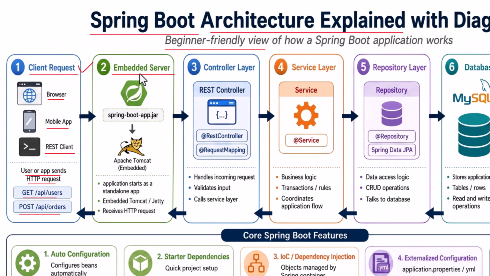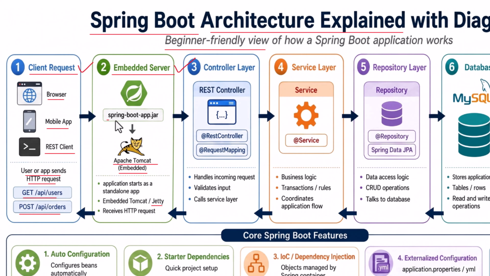The second step is the embedded server. One major feature of Spring Boot is that the web server can be included directly inside the application. Apache Tomcat is commonly used as the default embedded server for Spring Boot web applications. Depending on the selected dependencies and configuration, Spring Boot can also use other embedded servers such as Jetty. In traditional Java web development, developers often created a WAR file and deployed it manually to an external application server. Spring Boot simplifies this process. We can package the application as an executable jar file.